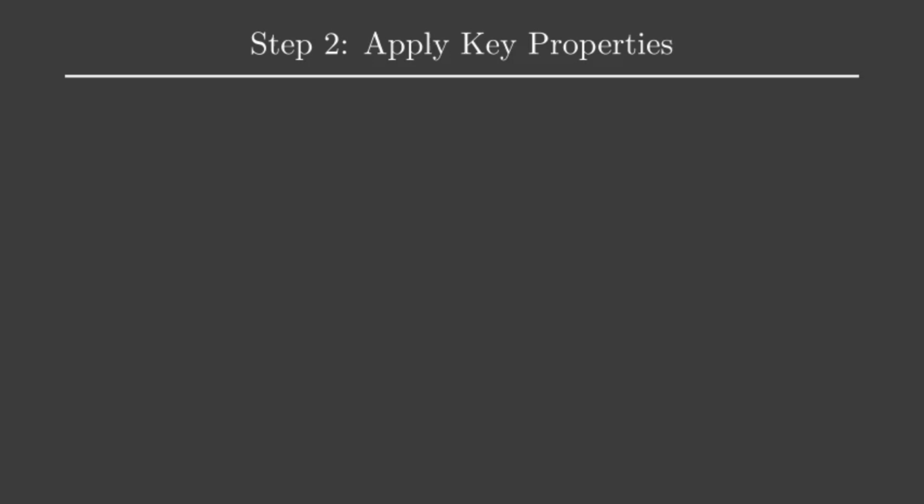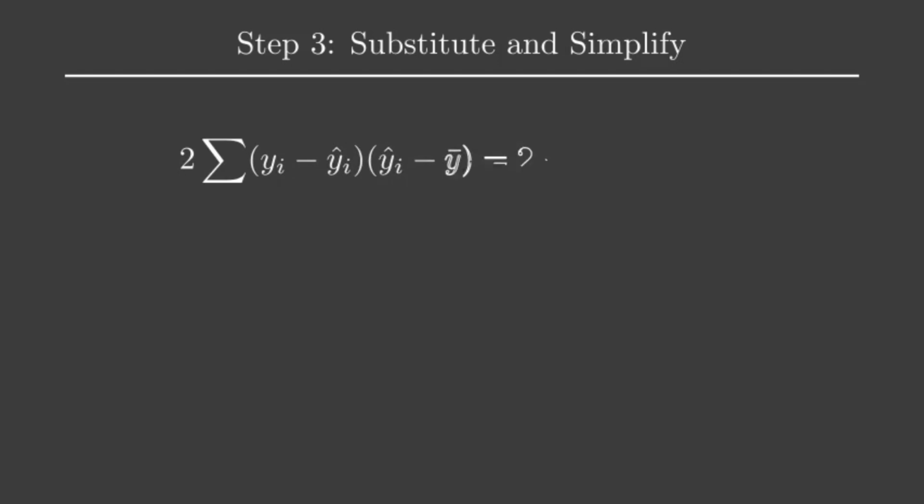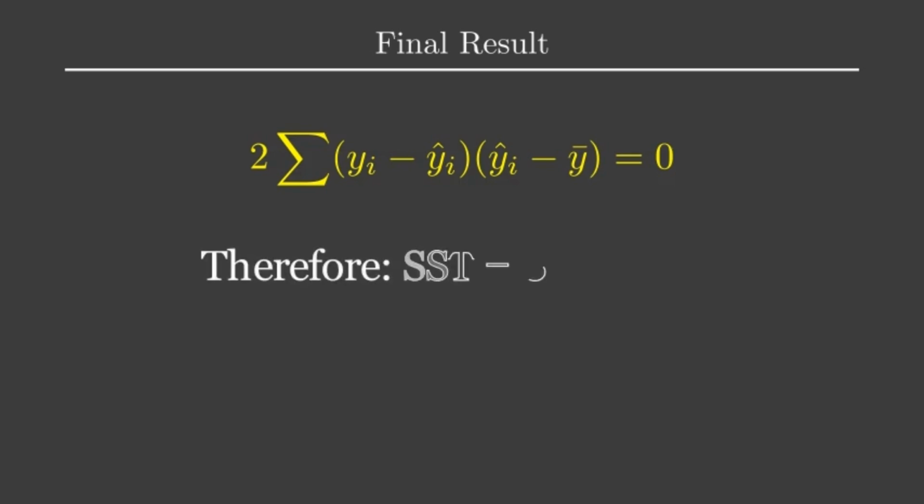Step 2. We apply two key properties. First, the orthogonality property we just discussed. Second, the sum of residuals equals 0, which is another fundamental property of least squares. Step 3. We substitute these properties into our expression. Both terms become 0, proving our result. Therefore, the cross-product term equals 0, which completes our proof. This proves that the total sum of squares equals the sum of the regression sum of squares and the error sum of squares. SST equals SSE plus SSR.